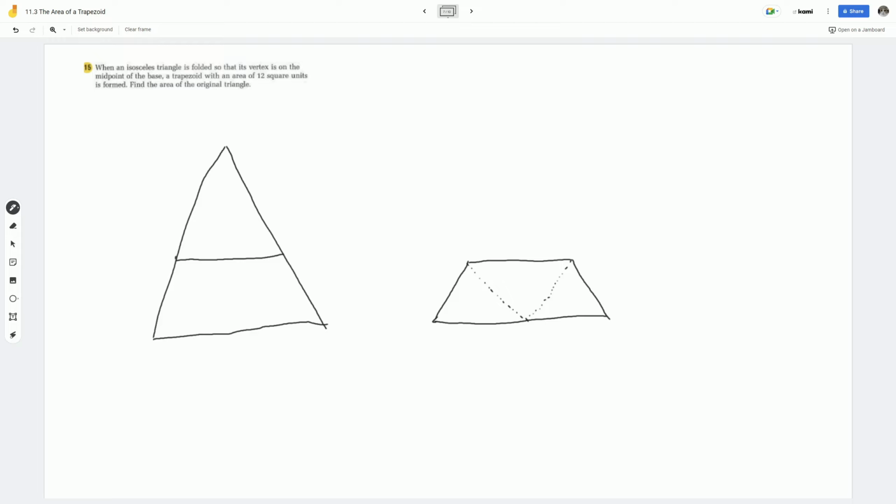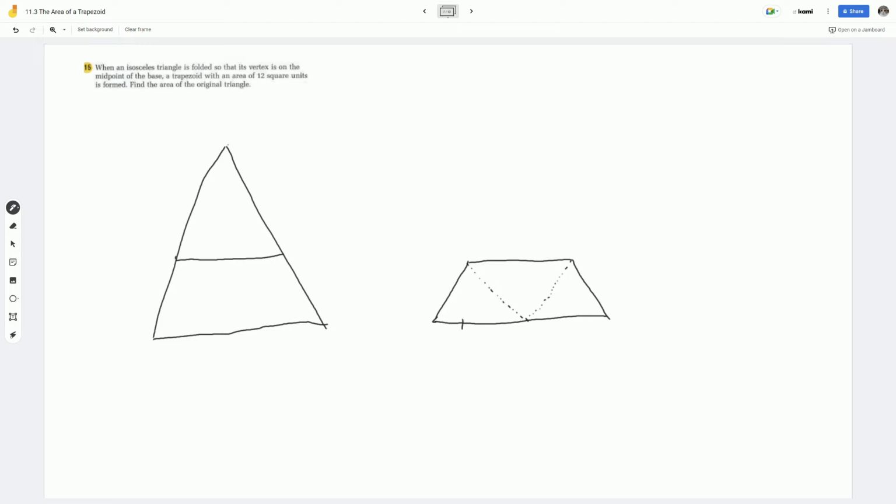So I just went ahead and drew the 2 images, and we know the trapezoid has an area of 12 square units. And we need to find the area of the original triangle. So we know that this point right here has folded down into the midpoint, like right here. And it creates this trapezoid here, and I kind of drew it like this right here. What do we know about this trapezoid?